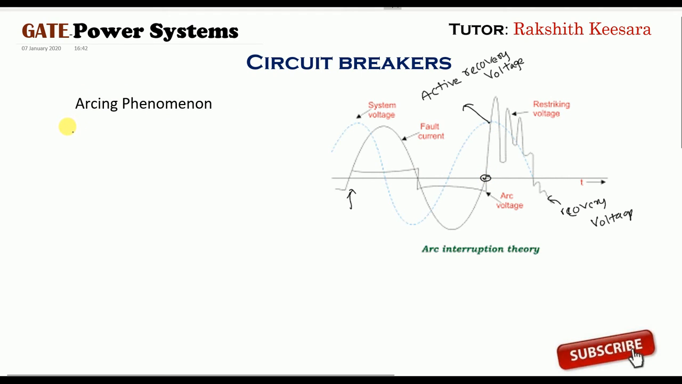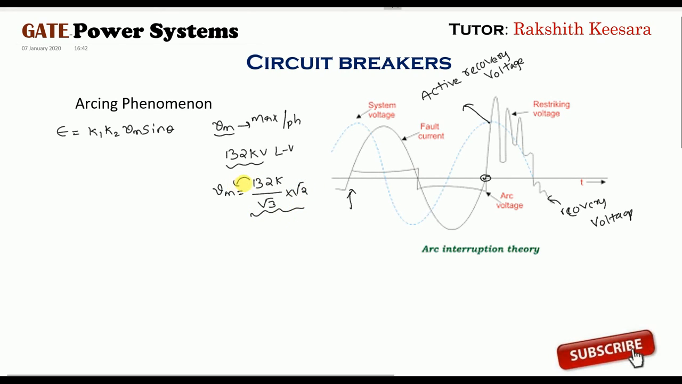The value of active recovery voltage is E equal to K1 K2 Vm sin theta, where Vm is the maximum voltage per phase. Students, if in the question it is mentioned that 132 kilovolt line to line, then this is the RMS value. For calculating Vm, first you should divide this by root 3. It will be converted into phase value and you should multiply it by root 2. It will be converted into maximum value. Like this you will get your Vm.